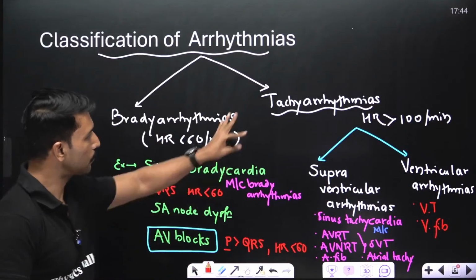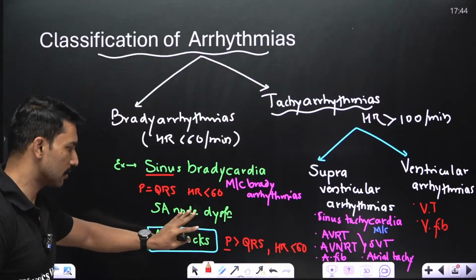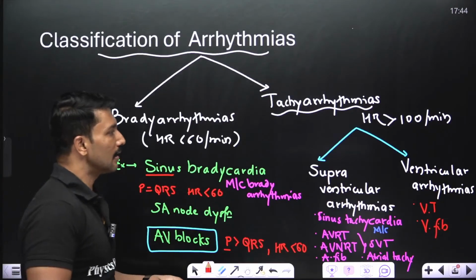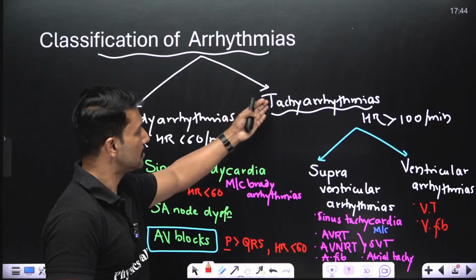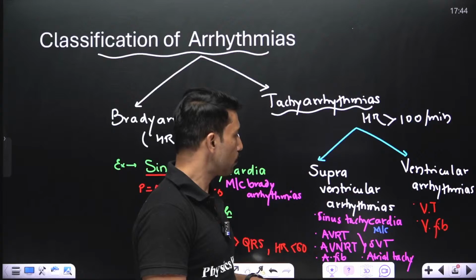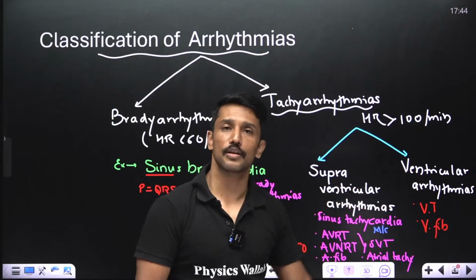So now we will primarily focus on tachyarrhythmias. You are very much familiar with how to recognize first degree, second degree, third degree AV blocks, and sinus bradycardia is not a difficult ECG to diagnose. We will concentrate on tachyarrhythmias. If I am having tachyarrhythmias, what should I focus on? First thing I have to do is I need to know whether it is supraventricular arrhythmia or ventricular.